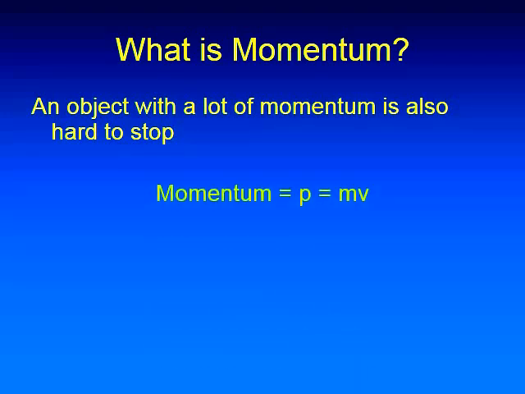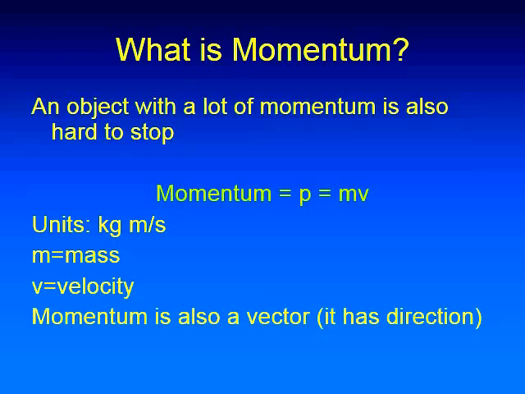So the equation for momentum is P, which is the symbol for momentum, equals mass times velocity, or P equals mv. And the units are kilograms meters per second. We get the kilograms from the mass and the meters per second from the velocity.